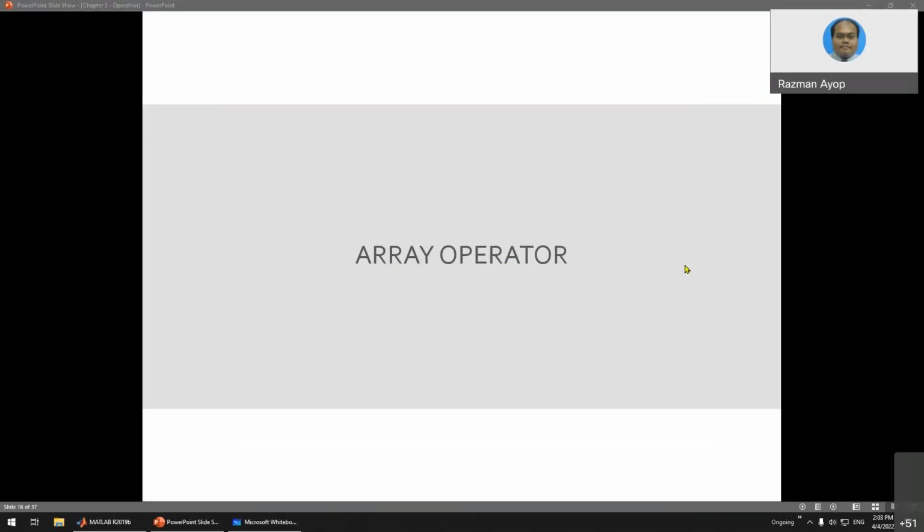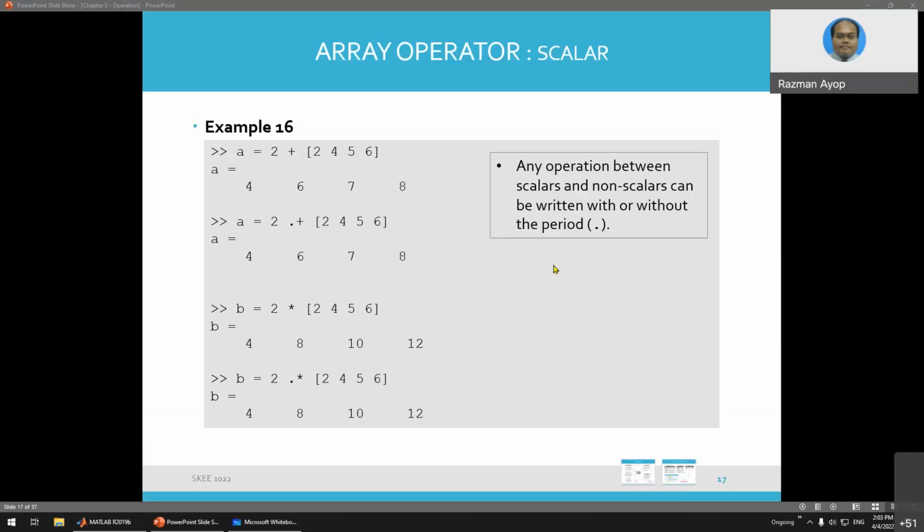Okay, now we move on to array operation. So the difference you need to know is that it has a dot. This is matrix operation without dot, and array operation with dot. So make sure you know the difference.